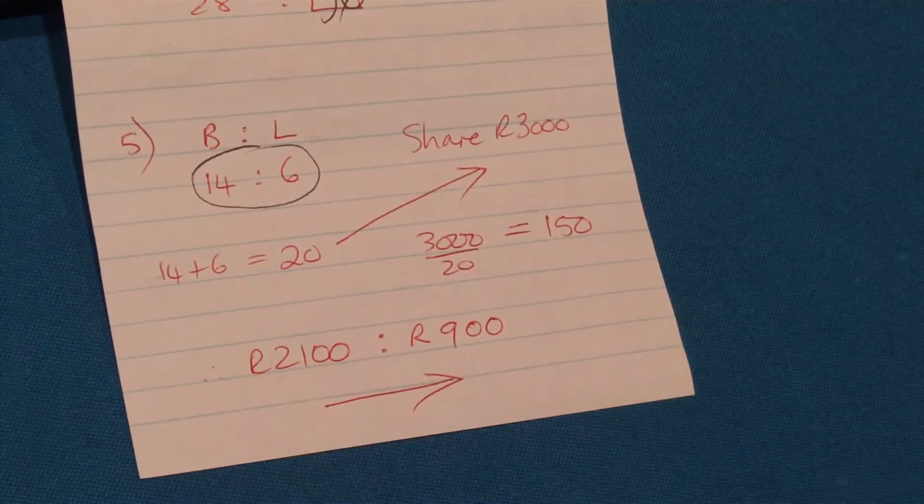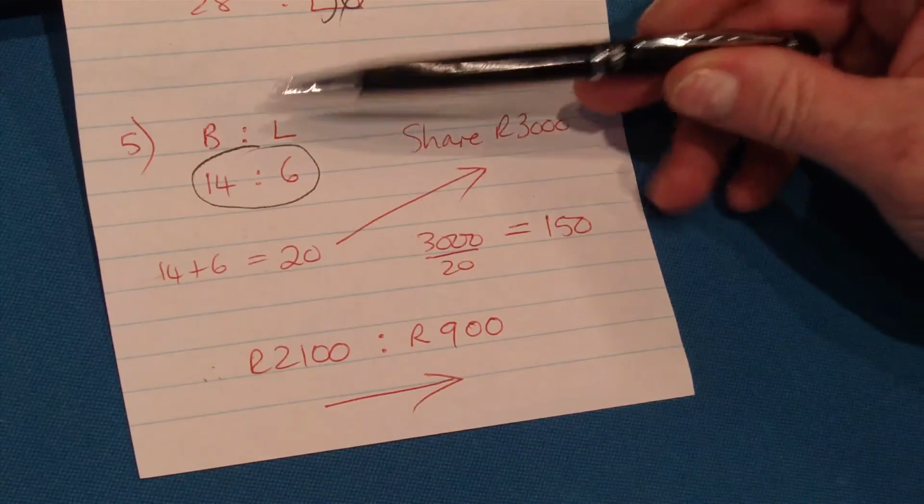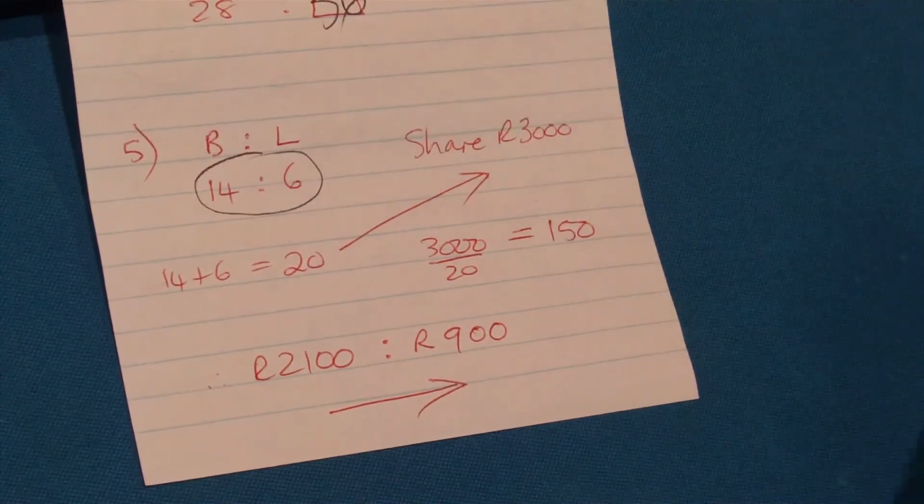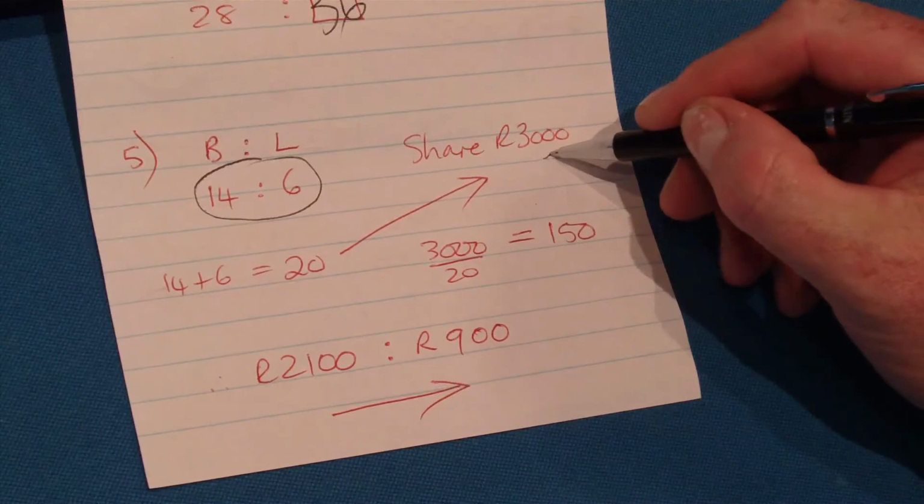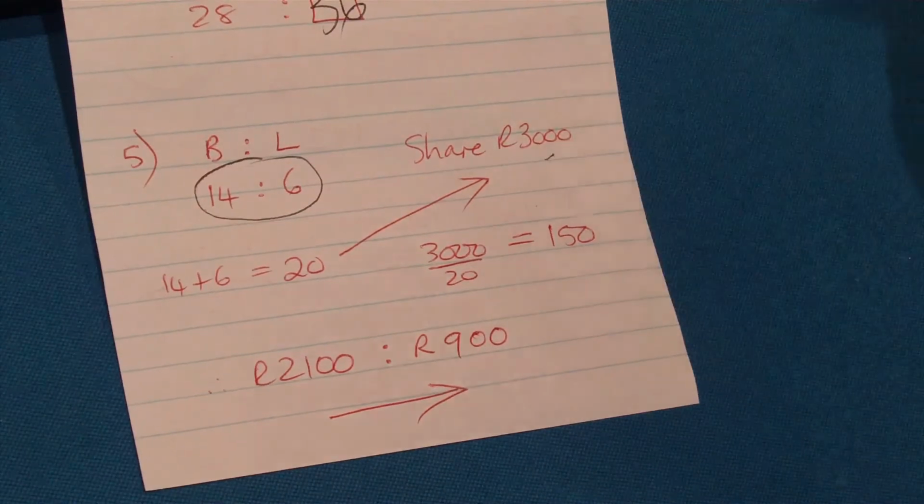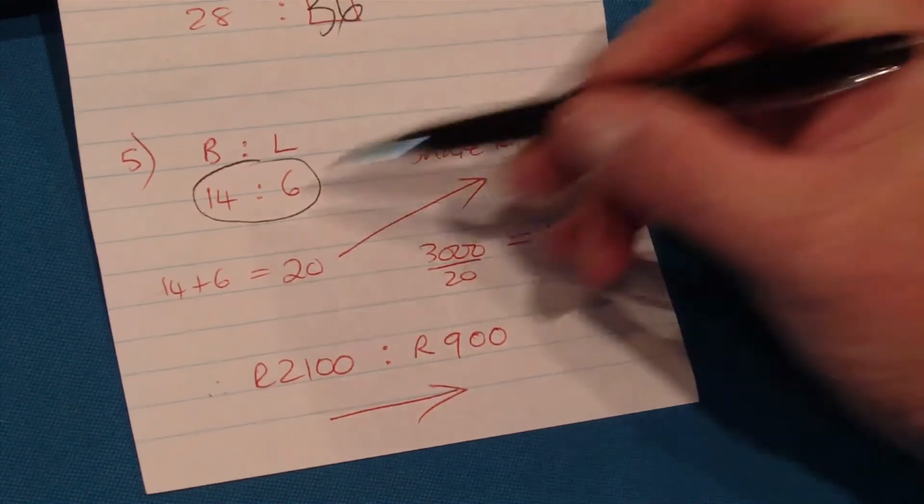Okay guys, number 5. Blake works for 14 hours and Liam works for 6 hours. So here I put it in a ratio, Blake to Liam, 14 to 6. They decide to share their profit in the ratio of their hours worked. So that's the ratio of hours, and this is their profit. Their profit was 3,000. Okay, so we've got to break 3,000 up into that ratio.